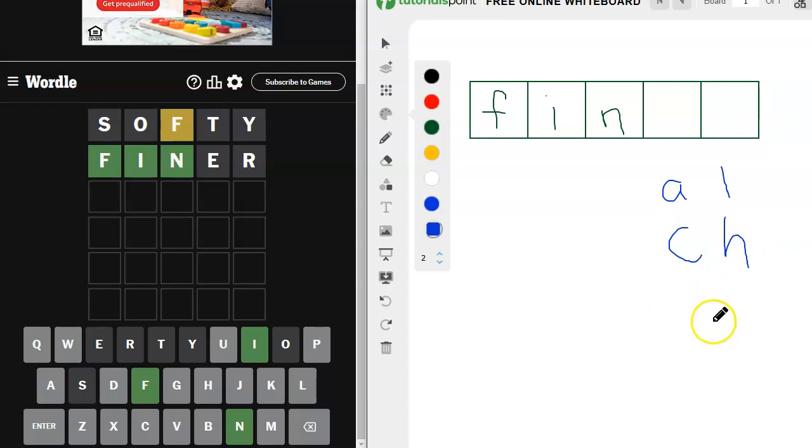It could be... Are those the only two that I have? I don't see anything else. What could go here? An A could go here. I don't see a U going there. I don't see an I going there. Not for an English word. Yeah, I think that's it. I can't find anything other than final and Finch.